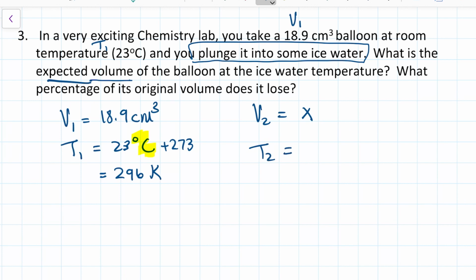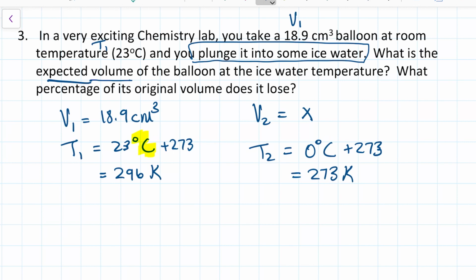Well, the clue is ice water, and we know that ice water at standard pressure is going to be 0 degrees Celsius. Can you see why we can't use 0? Because if we divide by 0, we're going to get an undefined answer. So we're going to add 273 to that to convert it to Kelvin, and we're going to get 273 K.